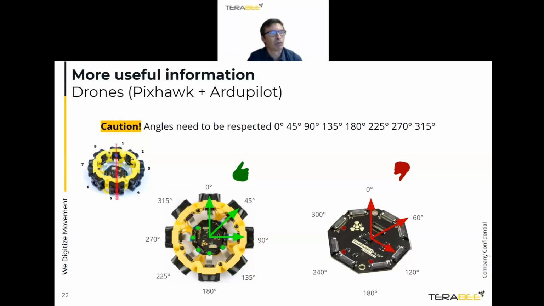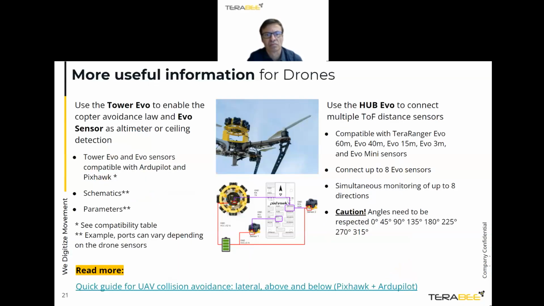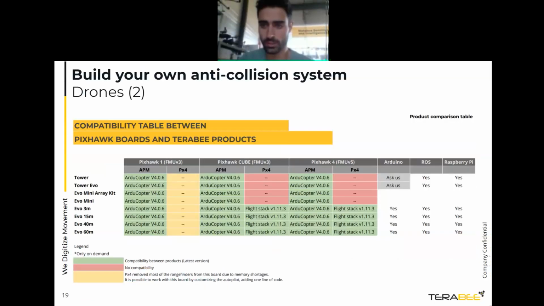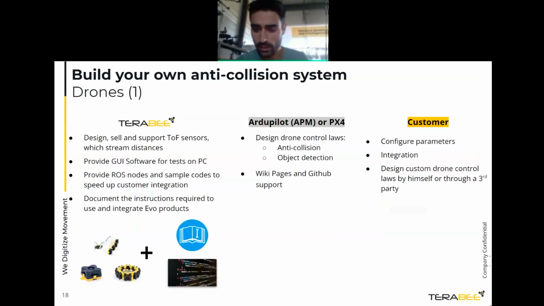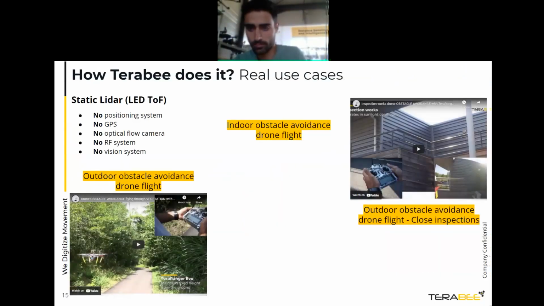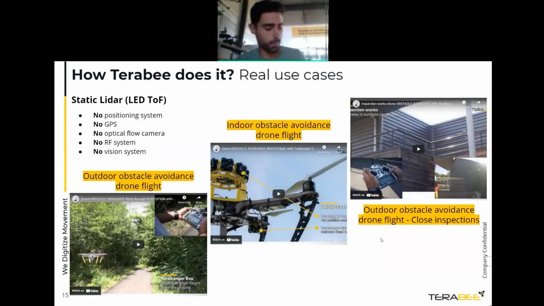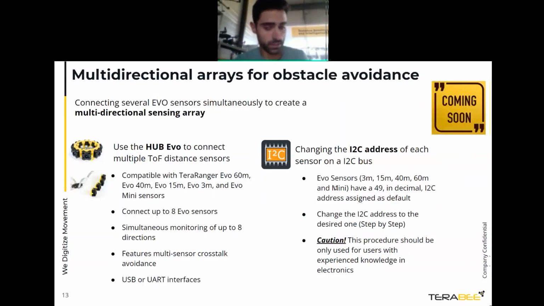One more question only. Can we change the I2C address of your sensors with any of your backboards? Yes, it's a good question. We ship our sensors from our factory with the same I2C address. It's 49 in decimal. So the sensor address needs to be changed for each sensor.